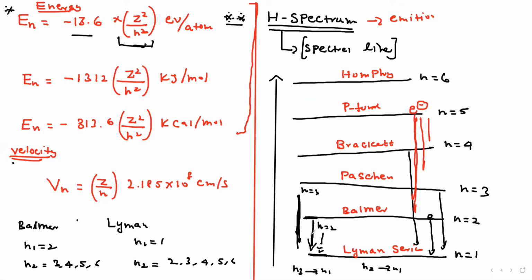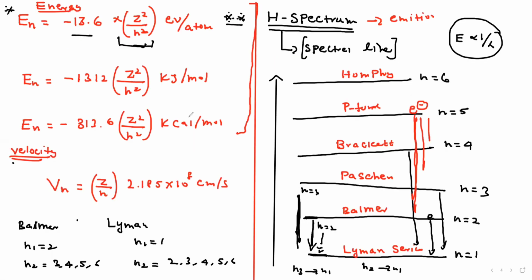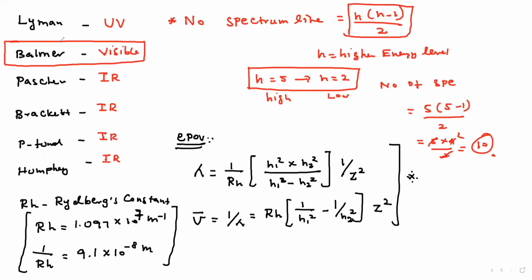Higher energy means lower wavelength, right? Because energy is inversely proportional to wavelength. In the exam, they are asking the energy difference and wavelength difference. Using these two formulas, we are going to find the energy of that transition and the wavelength of that transition. This is very, very important from the exam point of view. Energy you can find from Bohr atomic theory by applying this formula. If they ask the wavelength or wave number, v bar is the wave number. Using this formula, we can find the wave number. Very, very simple.